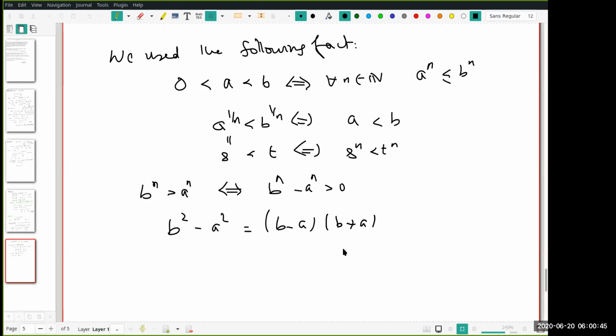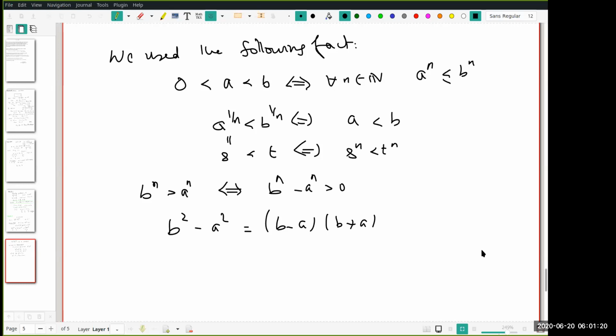Right? Now, let us assume b is greater than a, then b minus a is positive. And you told me a is positive. Therefore, b plus a is also positive. Therefore, this is the product of two positive numbers, and therefore this is positive. Conversely, suppose this is positive. Since you already told me A and B are positive, b plus a is positive, so the product being positive means this term B minus A must be positive. That is, B is greater than A.